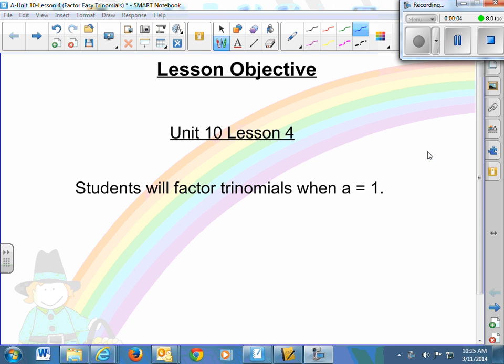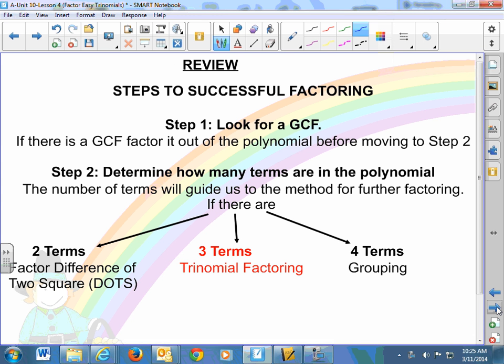Today we're going to look at Unit 10, Lesson 4. Students will factor trinomials when A is 1, and we will discuss what A means. You've seen this. It's the steps to successful factoring. The first step is to always look for a GCF. That is not going to change.